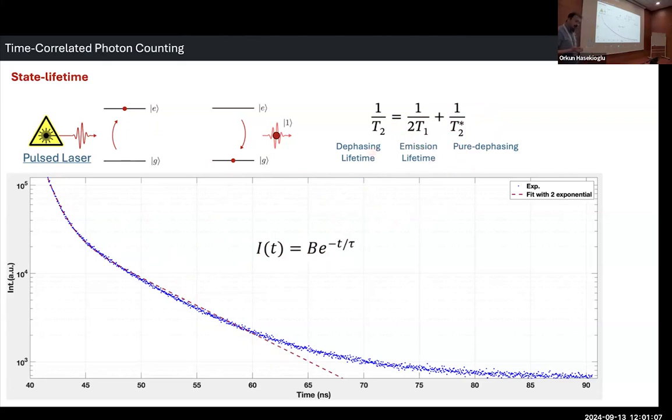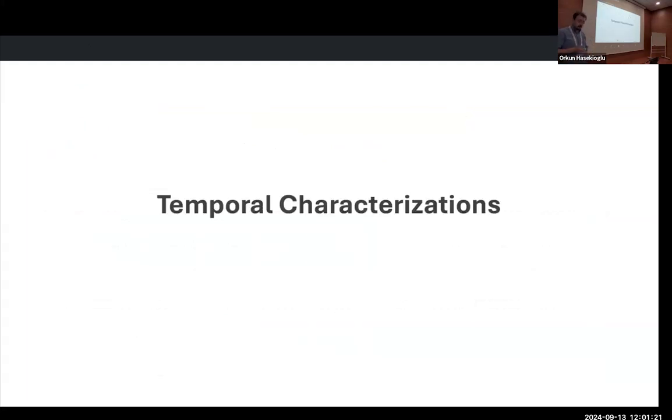What we call that, if you measure that, if you obtain that, is the Fourier transform limited lifetime. Then you can easily implement a photonic quantum computer with high fidelity gate operations. Okay, now moving forward, the temporal characterization.